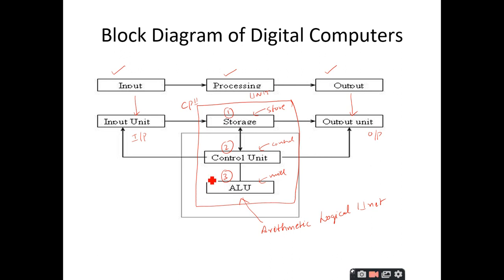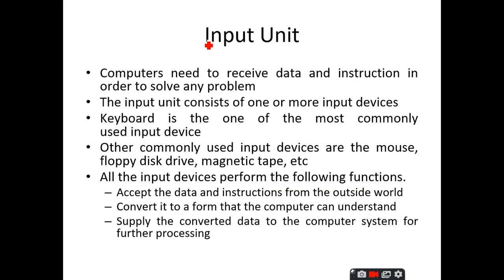Yes, sir. Now we will see each and every part of the computer, or every part of this block diagram. We will see what are the various input devices we have, what are the various output devices we have, what are the categories of storage devices we have, and what is this control unit and this arithmetic and logical unit, everything we will discuss. That is called the block diagram of digital computers. Coming to the first part, which is the input unit.